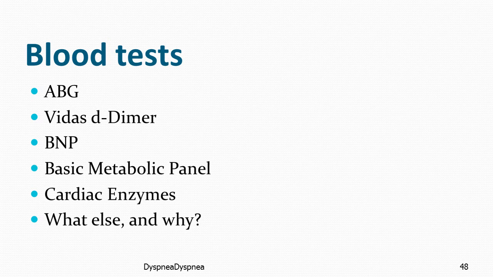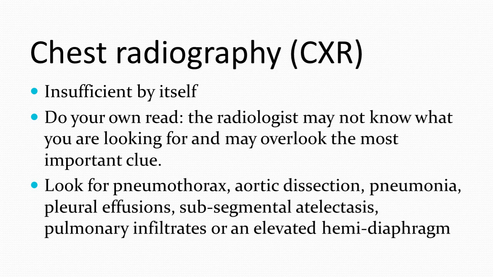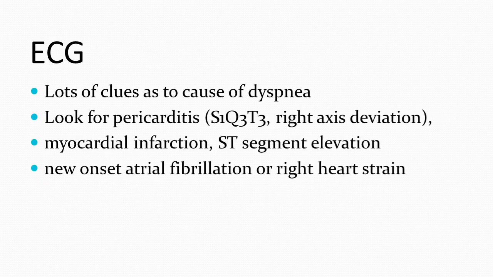Blood tests commonly used are ABGs, D-dimers, BNP, basic metabolic panel, and cardiac enzymes, and there could be other tests depending on the patient situation. Chest radiography could be insufficient by itself, and one has to look for important signs according to the patient's clinical examination. Look for pneumothorax, aortic dissection, pneumonia, pleural effusion, subsegmental atelectasis, pulmonary infiltrates, and or elevated hemidiaphragm.